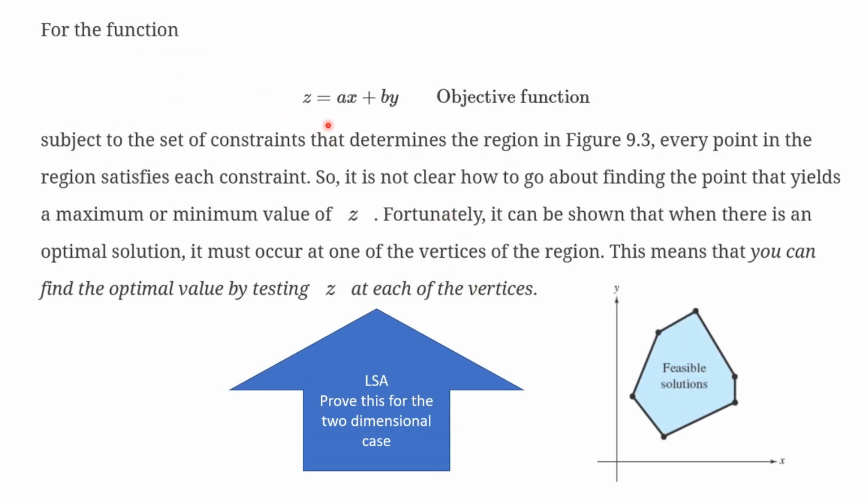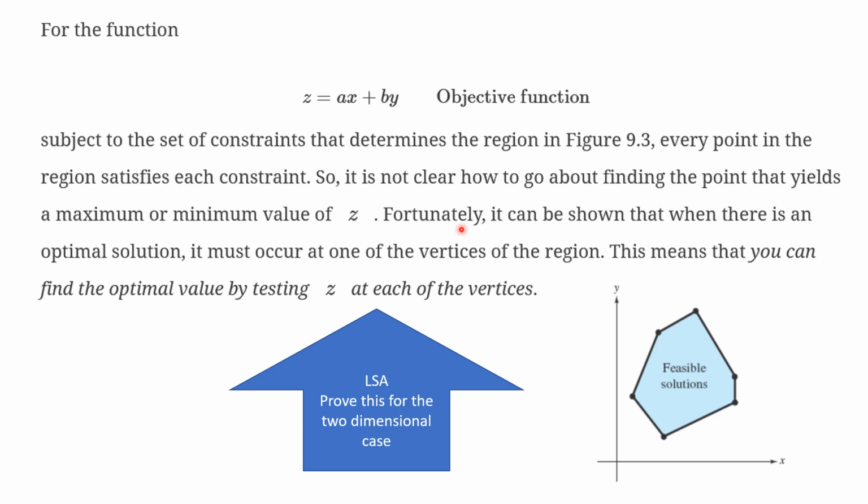So for the function z equals ax plus by as our objective function, we take this subject to a set of constraints that determines the region in the figure, and this is called a feasible region. Every point in the region satisfies each constraint. So it's not clear how we go about finding the point that yields a minimum or maximum value of our z.